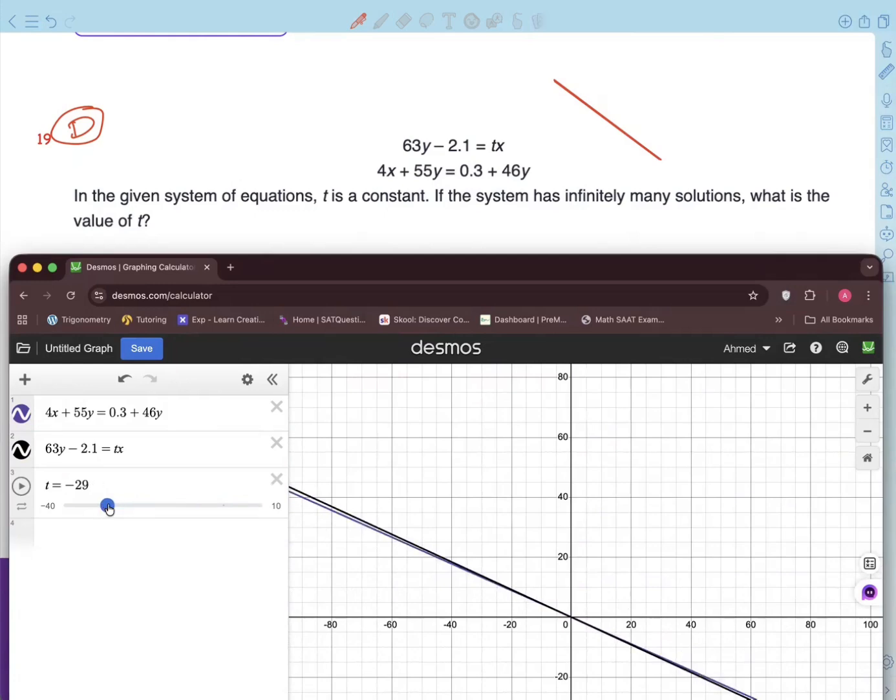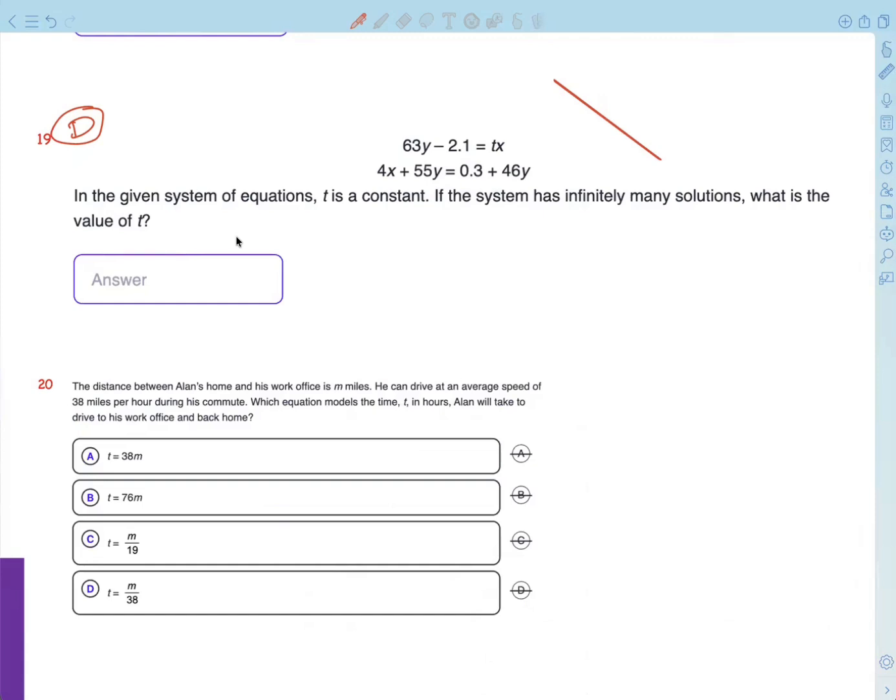I will try to make both lines the same line. Yes, if t equals negative 28, we have an infinite number of solutions like this. So the answer is negative 28. Let's move to the next one.